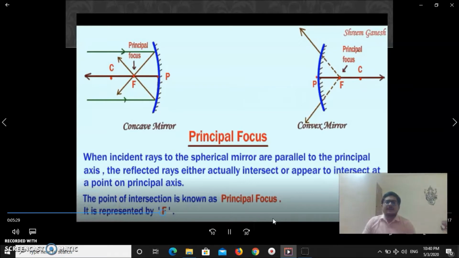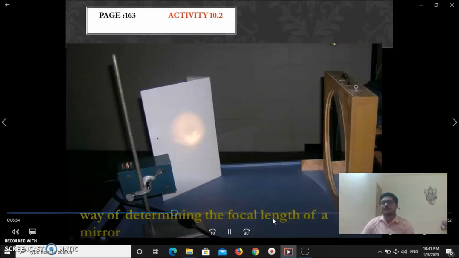So again, let's take a view on the principal focus, because sometimes it comes in exams. Definition: if parallel rays fall on a concave mirror, they will meet at a point, or if parallel rays fall on a convex mirror, after reflection they will appear to intersect at a point. This particular point is the principal focus.